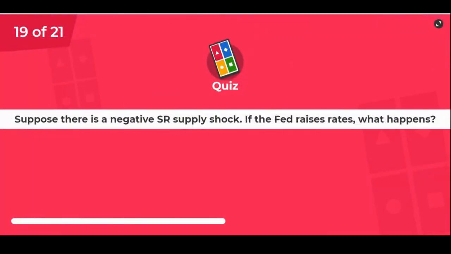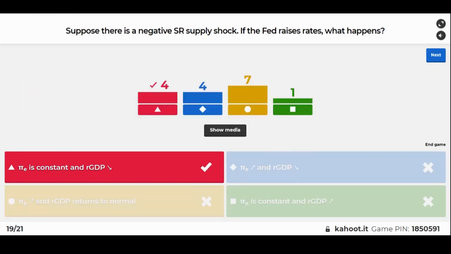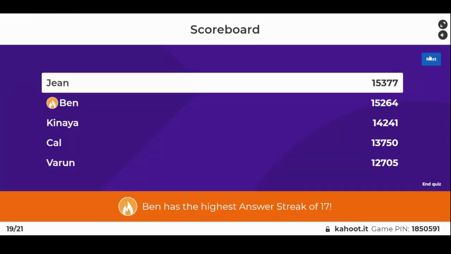19. Suppose there's a negative short-run supply shock. If the Fed raises rates, what happens? And here, you need to understand what the notation is. So you should remember what pi e means in this context. If the Fed raises rates, then expected inflation doesn't have to change, but the Fed makes the recession worse.